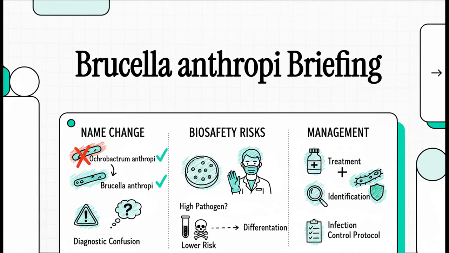All right, everyone, let's talk about an organism that's having a serious identity crisis and causing major headaches in clinical labs. Brucella anthropi. Now, you almost certainly know it by its old name, Ochrobactrum anthropi. But that recent name change isn't just a taxonomic footnote. It's creating some real-world, high-stakes problems for us. So, let's get right into it.